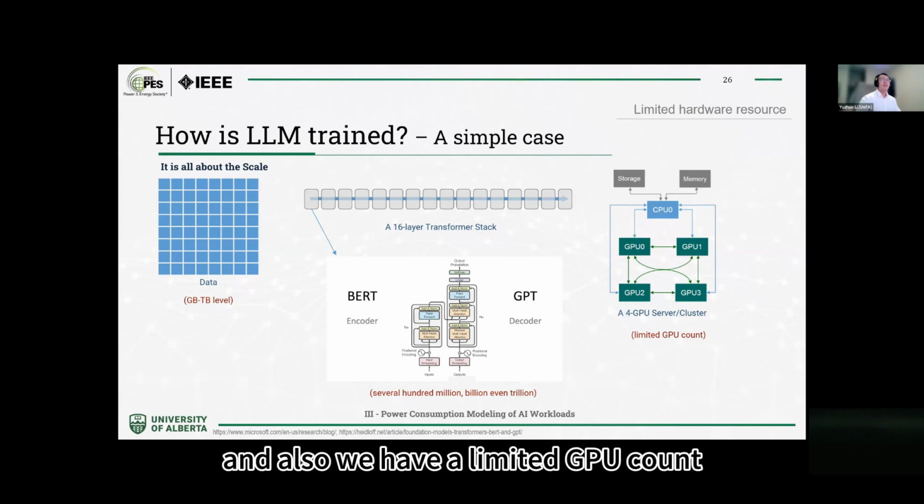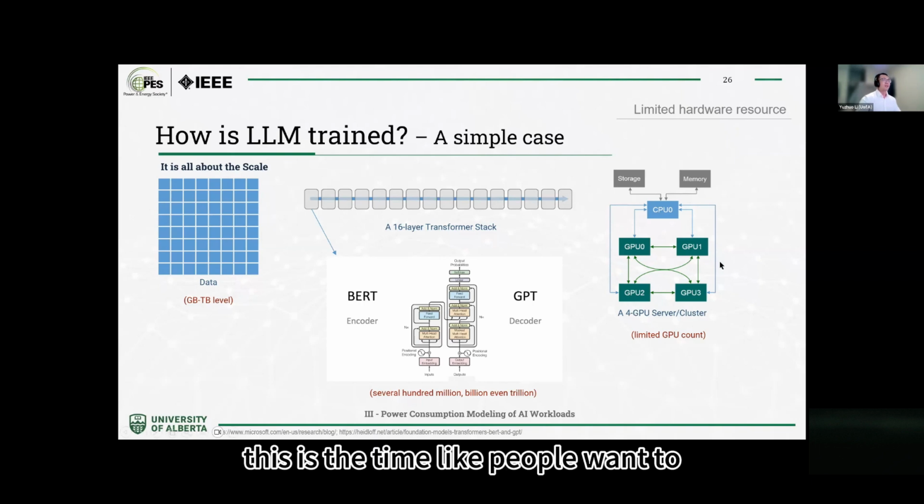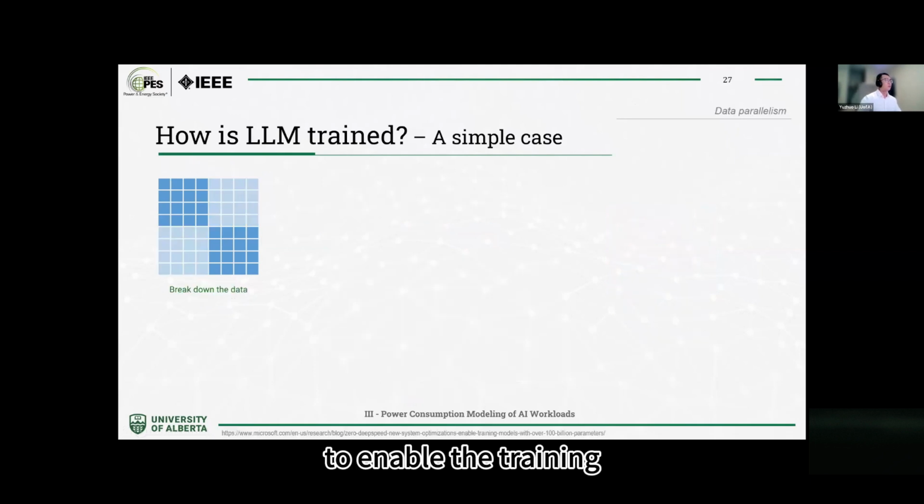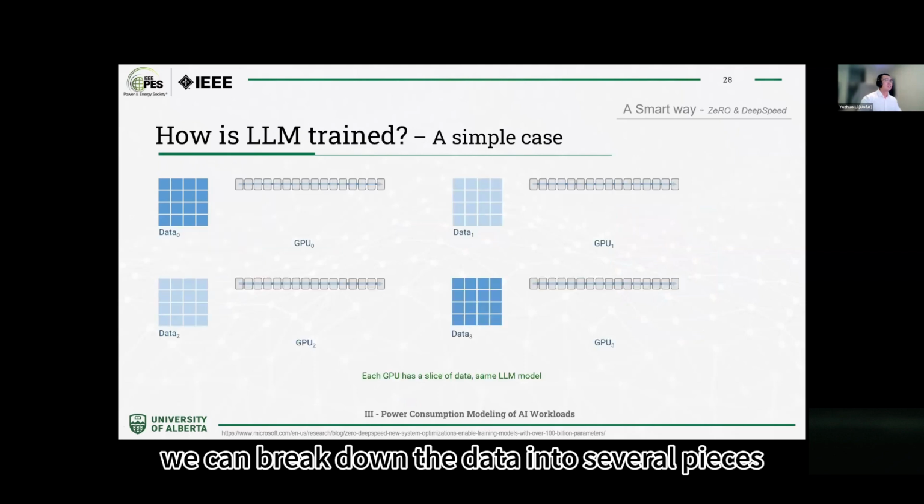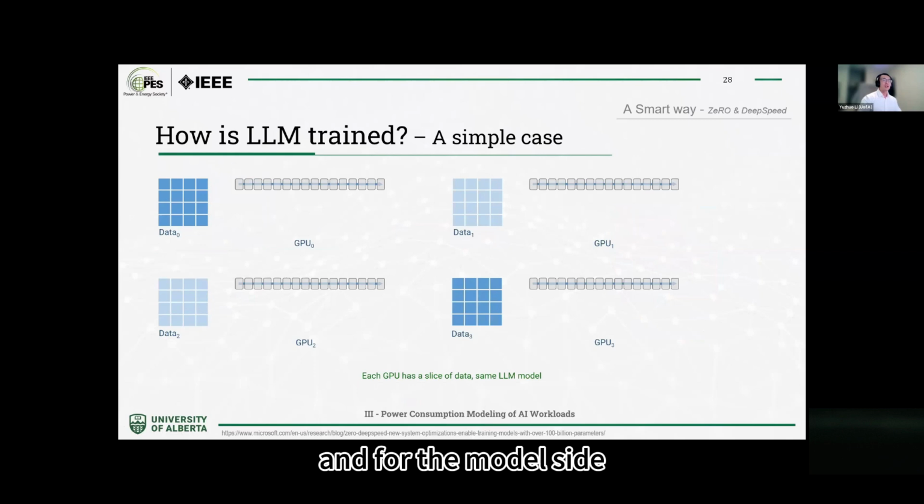The model is pretty large, and we also have a limited GPU count. This is the time when people want to develop efficient methods to enable the training. So for the data side, we can break the data down into several pieces. And for the model side, we can just load it into the GPU, and each GPU will deal with a slice of the data.